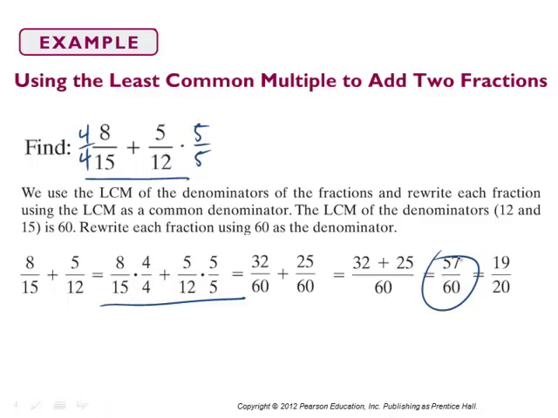Now 57 has a common factor of 3, I should say. 57 divided by 3 is 19. So you can cancel a factor of 3 between the top and bottom. So 19/20 would be your answer. So that's going to wrap up the very first section of the review chapter.